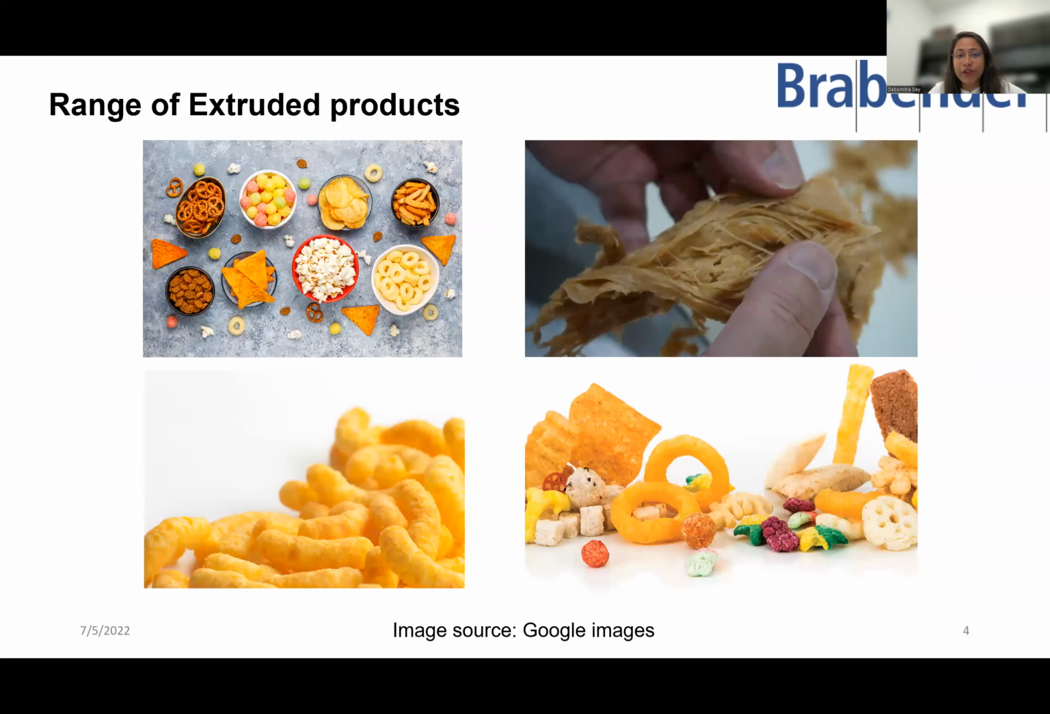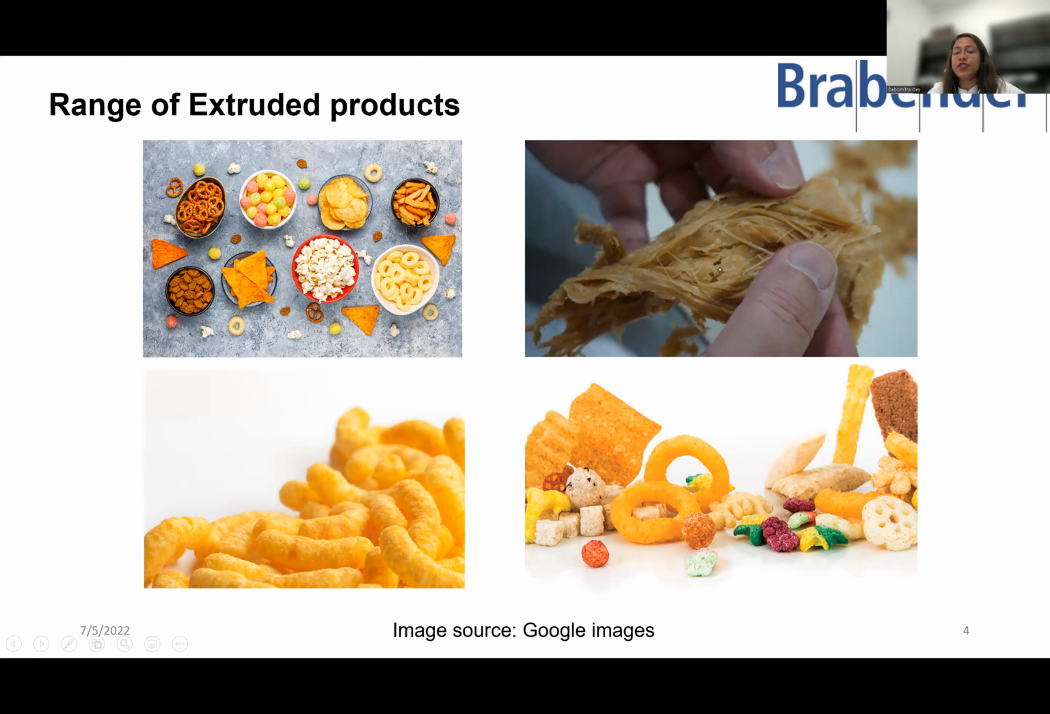So this is the range of extruded products that I was just talking about in the earlier slide, that we can have a die with different designs. And this is a result of having a versatile equipment or machine that gives you the freedom to make any kind of products that you want to. So there are these bulk products, for example, Cheetos, that can be produced using extrusion processing.